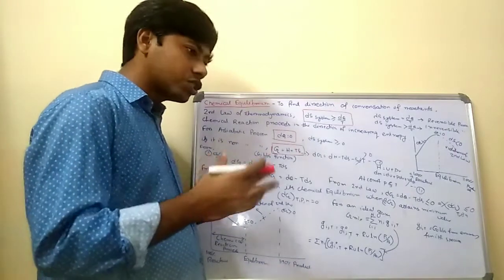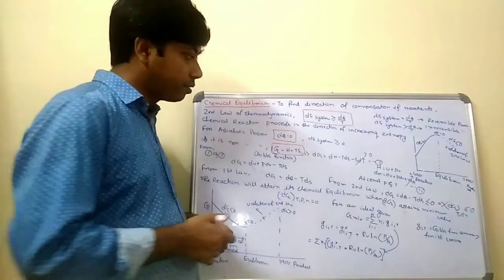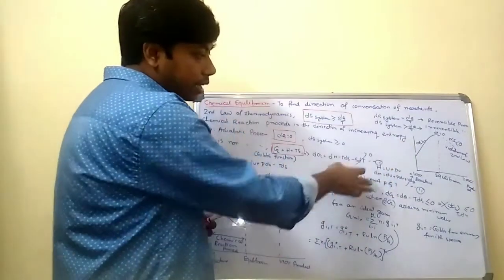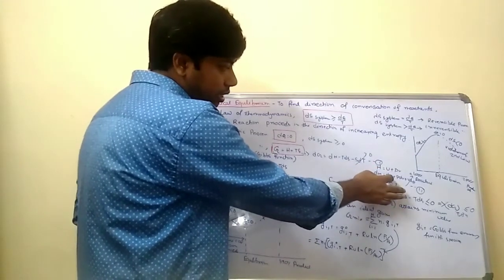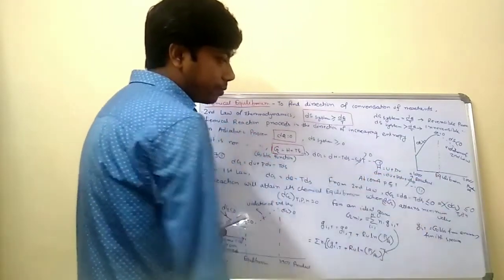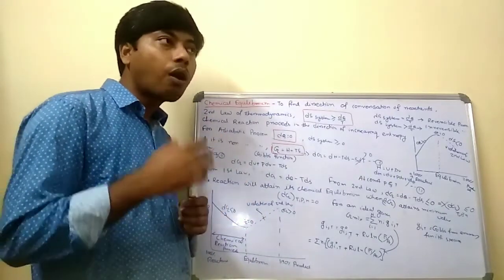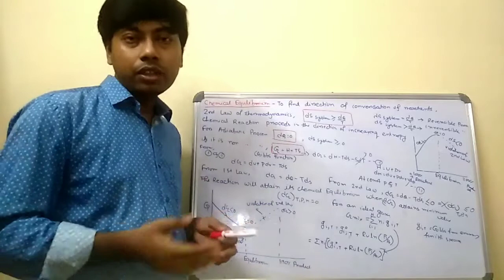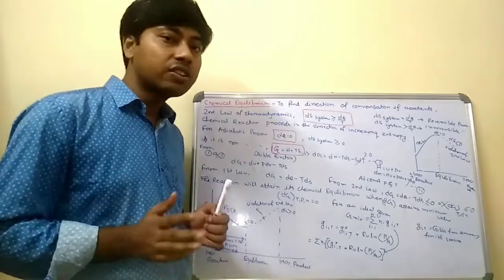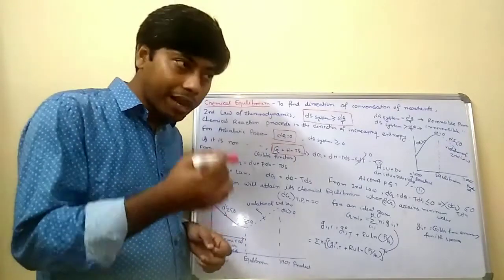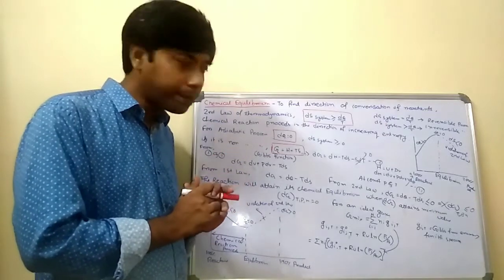From the concept of enthalpy, H is equal to U plus PV, right? If you differentiate, you get dH is equal to dU plus PdV plus VdP. Now, when you consider the equilibrium condition, whether adiabatic or non-adiabatic, it should be at constant pressure and constant temperature.